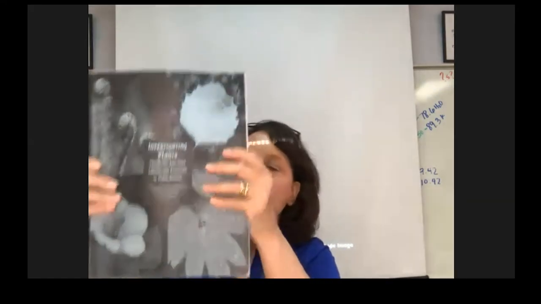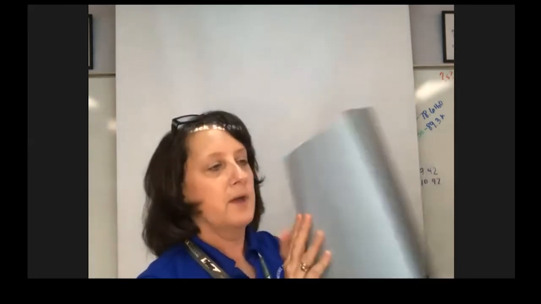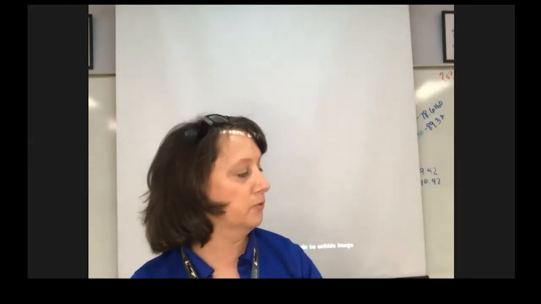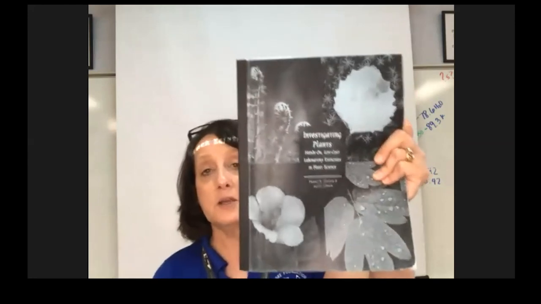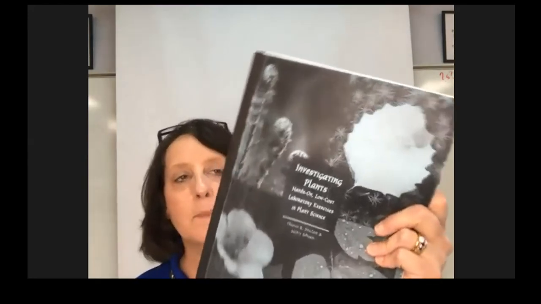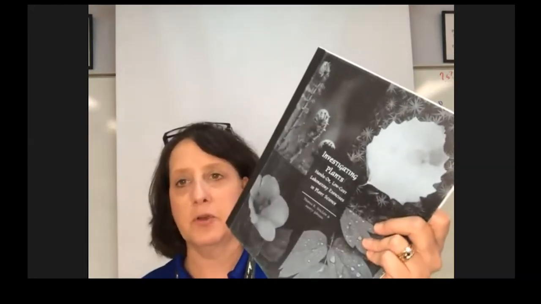So the activity that I'm doing next is out of the Investigating Plants manual. There are two labs that I've got prepped, lab one and lab two. If you read the beginning of this lab book, I don't even know where it came from. We've had it for 100 years. But it says hands-on, low-cost laboratory exercises in plant science. These are just really simple, easy, good activities. If you've got scalpels to dissect with, you're good, but if you don't have scalpels, you're good too. Today I'm just using paper plates and plastic knives.